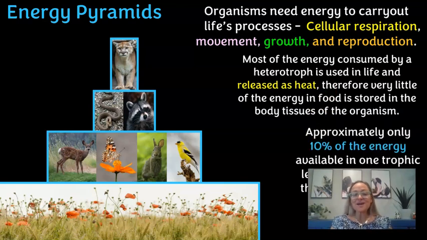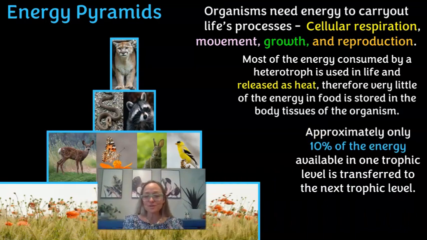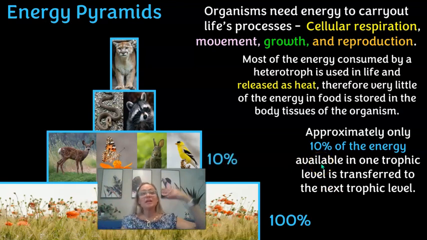So if we take that into account, we see that actually only about 10% of the energy available in one trophic level is actually transferred to the trophic level above it. So here, if we have 100% energy starting with our autotrophs, that means only roughly 10% of the energy in that trophic level is transferred to the herbivores and stored in the tissues and the bodies of the herbivores. Now, as we go up the trophic levels, again, 90% of the energy is used or released as heat, leaving only 1% available for that next trophic level.